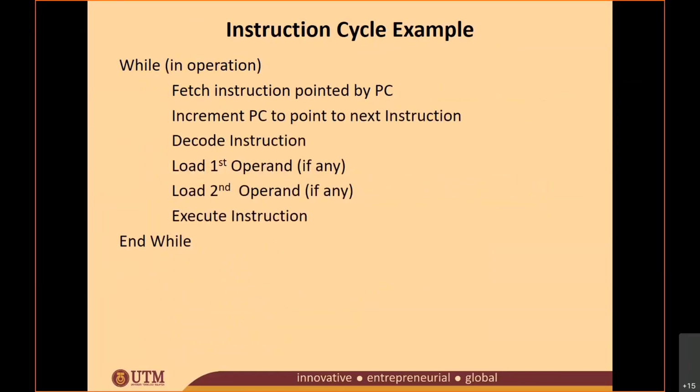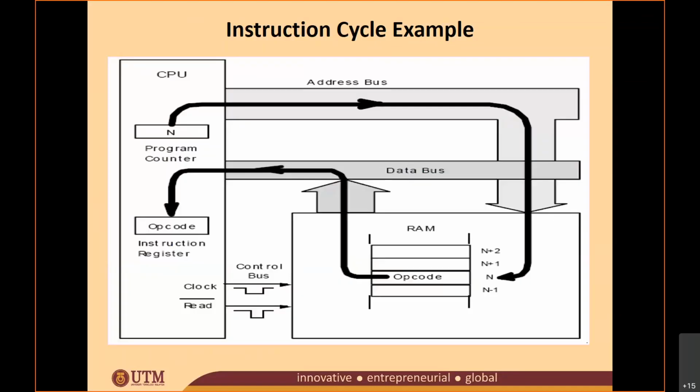First you fetch the instruction pointed to by the PC, and increment the PC so that it points to the next instruction. Then it decodes the instruction. After it decodes the instruction, the instruction executes, and the process keeps repeating. So this is what happens inside the computer system.